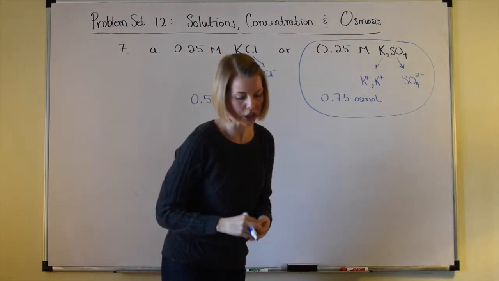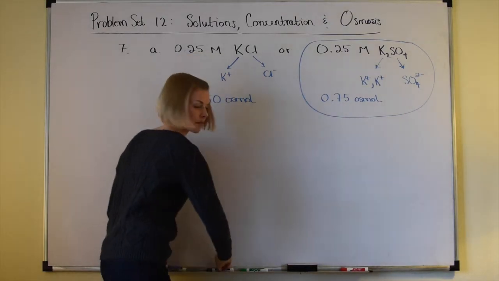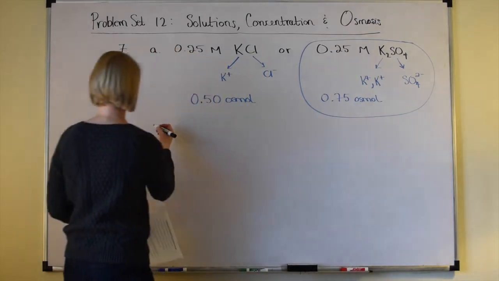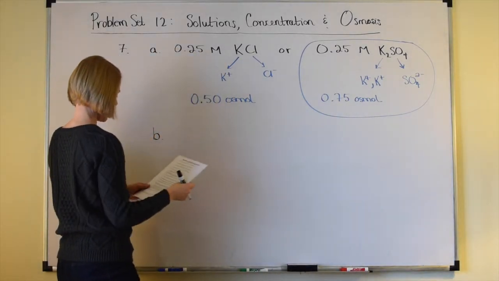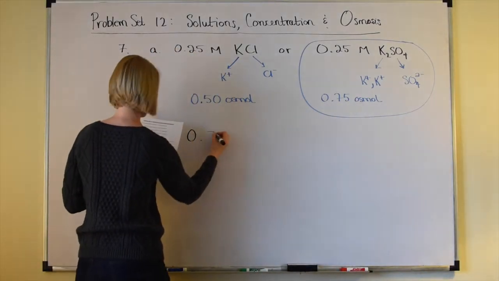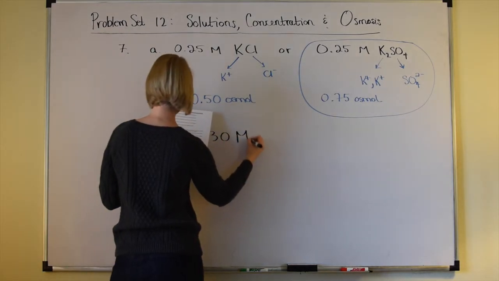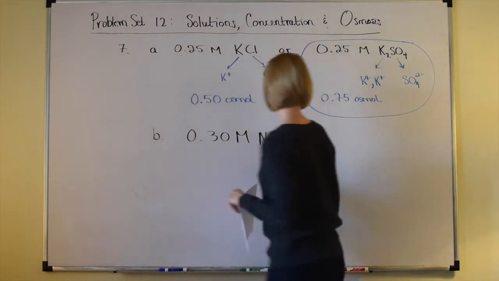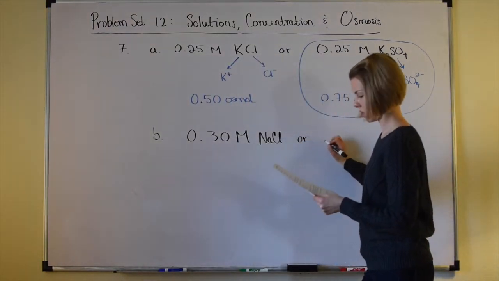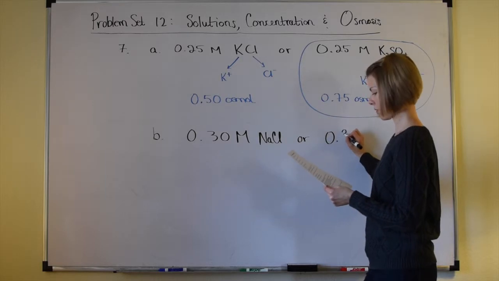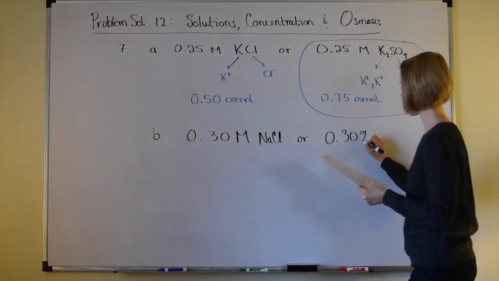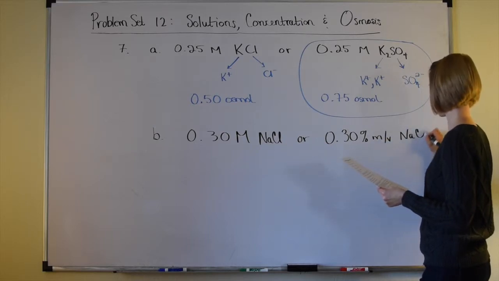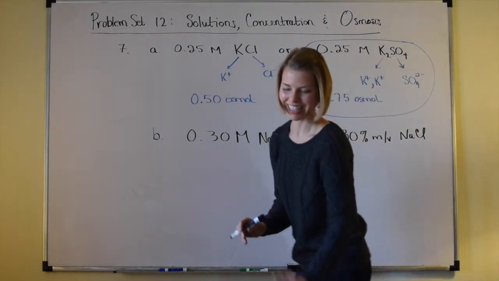All right, part B. Now we're looking at 0.30 molar sodium chloride, okay, NaCl, or 0.30% mass volume sodium chloride. Okay, so I threw in a little bit more tricky problem here.